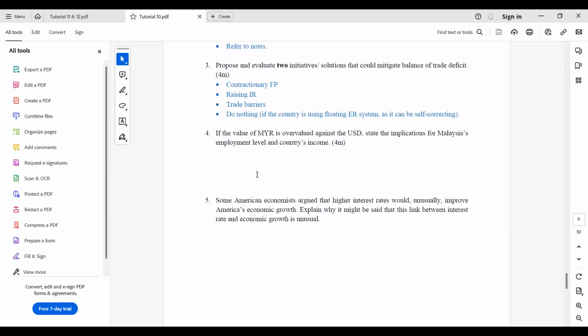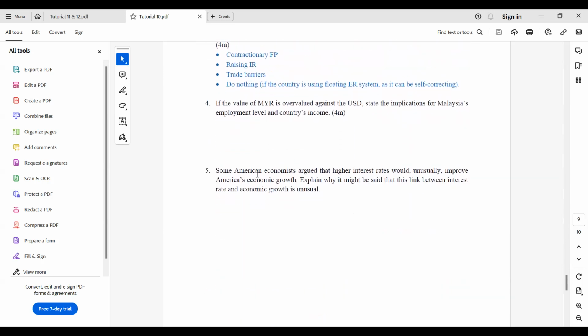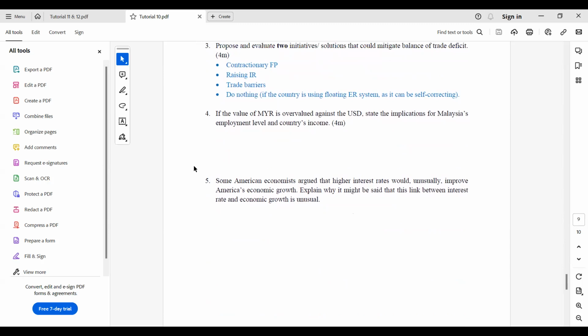Tutorial 10, I want you to look into questions 4 and 5. Okay, question 4. How will you answer question 4? If the value of MYR is overvalued against US dollars, appreciated, state the implications, the impacts for Malaysia's employment level and the country's income. So what points will you write for this one?